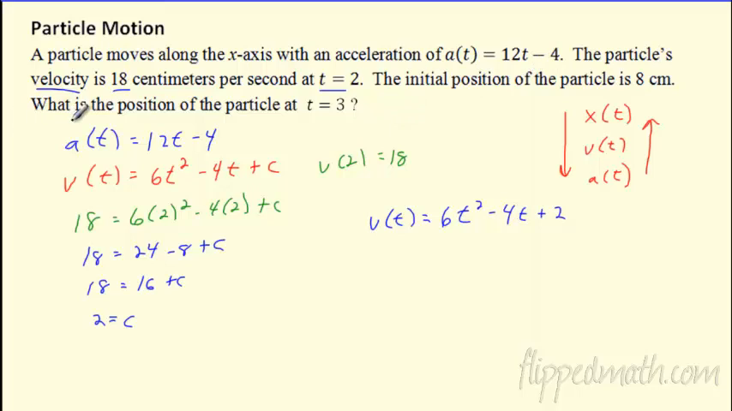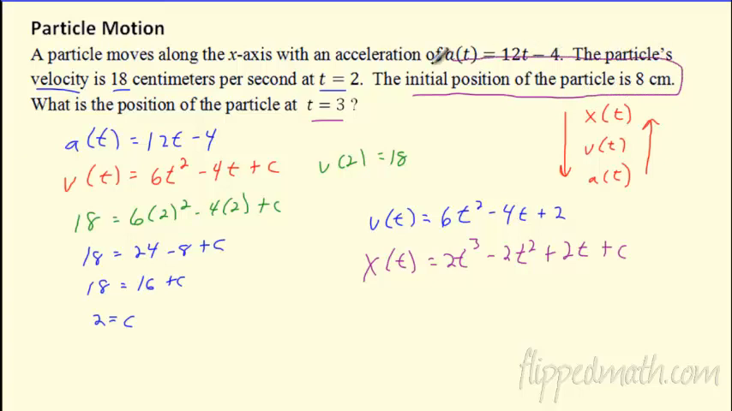But my goal is, what is the position of the particle at t equals 3? So I need the position function. Let's do it again. We've got to find the antiderivative of that. Bump up t squared to t cubed and divide, we get 2t cubed. Bump up that t to t squared, divide it, you get 2t squared. And we're getting close. This is the general one. Now I want to find the specific case. Oh, wait, it gives me something else here. The initial position is 8.